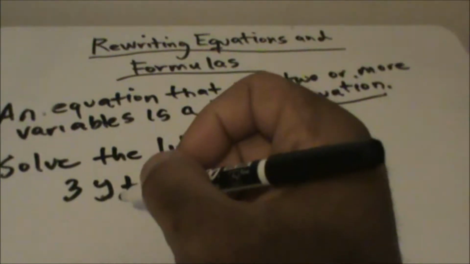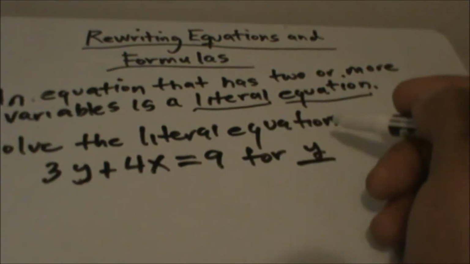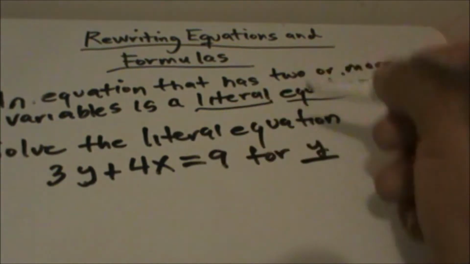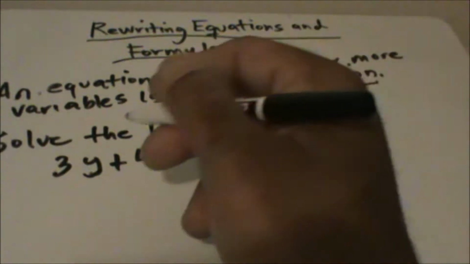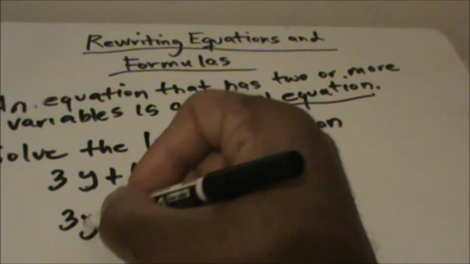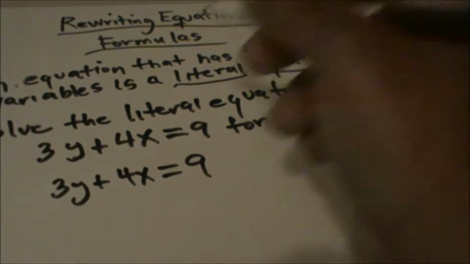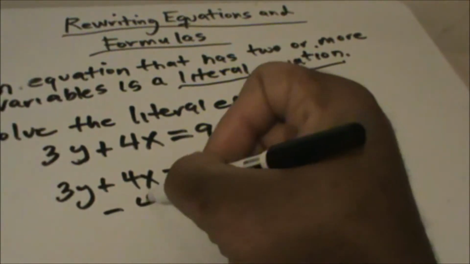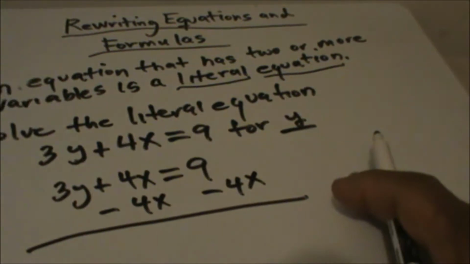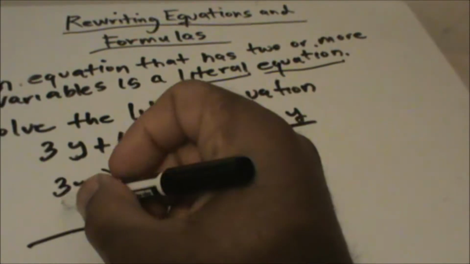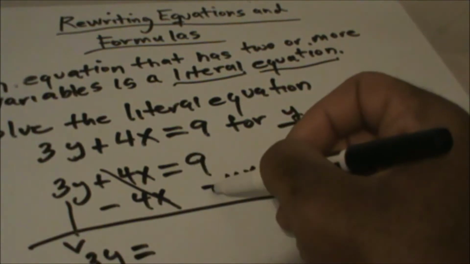Now, we need to follow the rules of solving equations, getting one variable on one side. In this case, we need to get y on this side. So I'm going to write this over again, 3y plus 4x equals 9. We're going to subtract 4x on both sides. They cancel. Bring down the 3y equals 9 minus 4x.